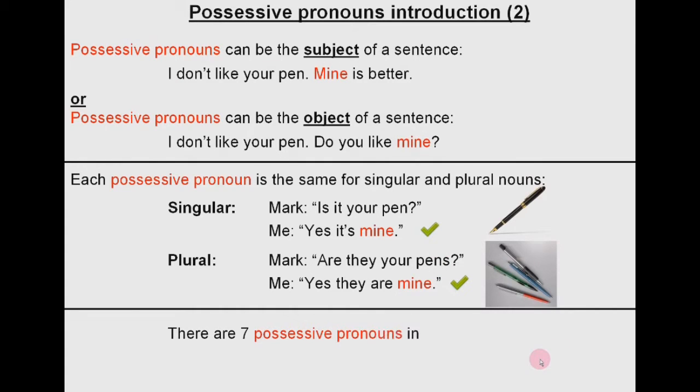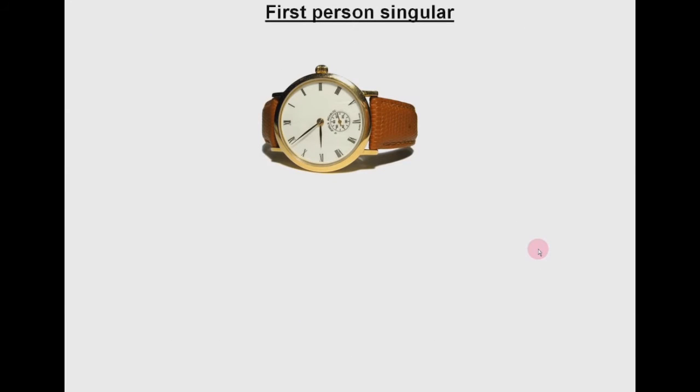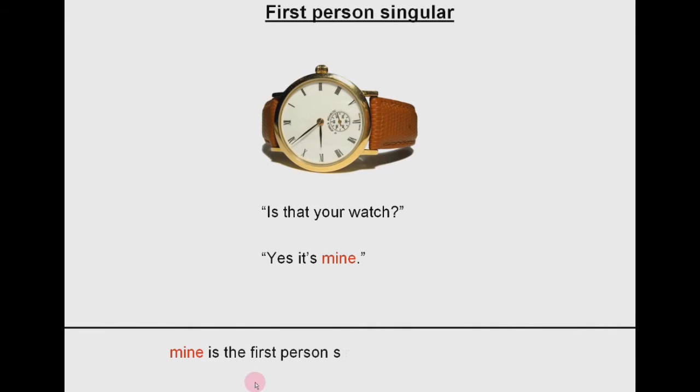In English, there are 7 possessive pronouns, and in this lesson you will learn all of them. First person singular. Is that your watch? Yes, it's mine. So mine is the first person singular. And the personal pronoun is I. And the corresponding possessive adjective is my plus noun.